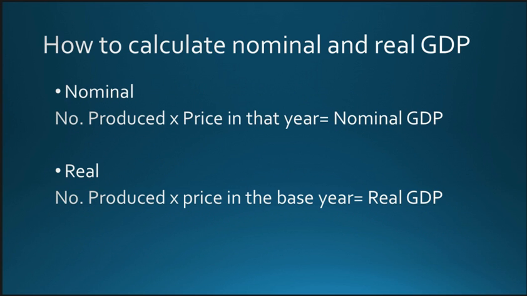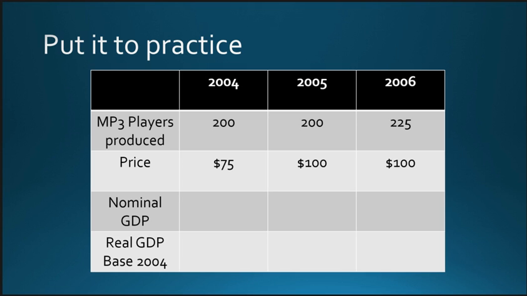There's a formula for each of these in your textbook. Nominal, the number produced, times the price in that year, is nominal gross domestic product. And then we have real, which is the number produced times the price in the base year. That's real gross domestic product. These aren't any different than what's in your textbook, so if you need to look at them in your textbook, feel free to, but again, it's not going to be any different. We have some practice we can do, so I'll walk you through how to do it. I'm not going to give you the answers to them. These are something that you can simply do on your own.